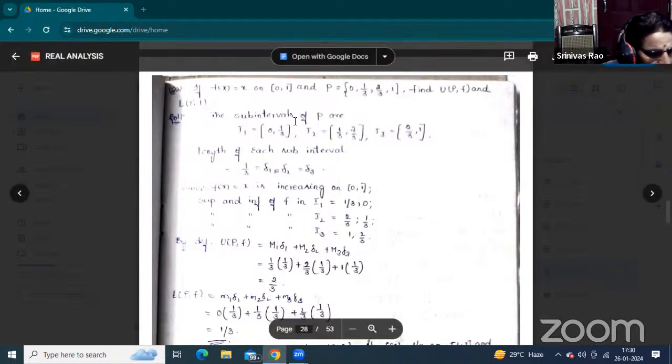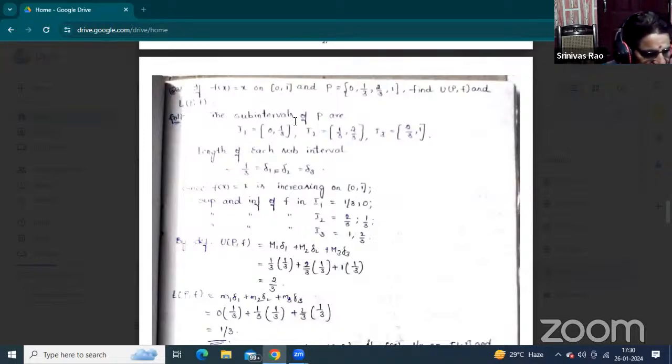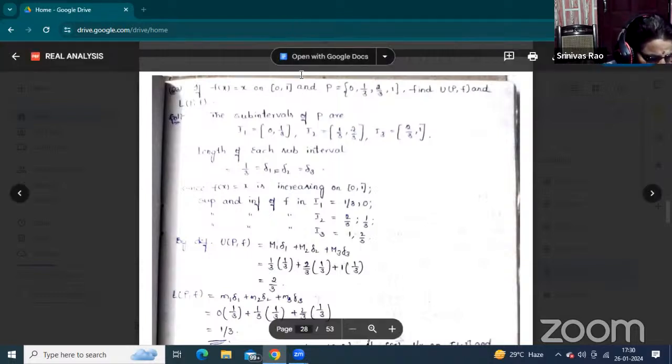Now, see the problem. If f of x equal to x on the closed interval 0, 1, and given the partition, now according to the interval, how do we divide the partition points? This interval is the closed interval 0, 1. That interval consists of elements x. The given function is an algebraic function.